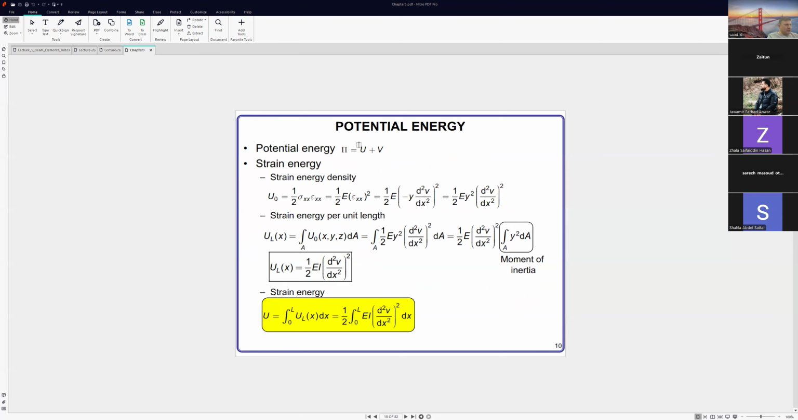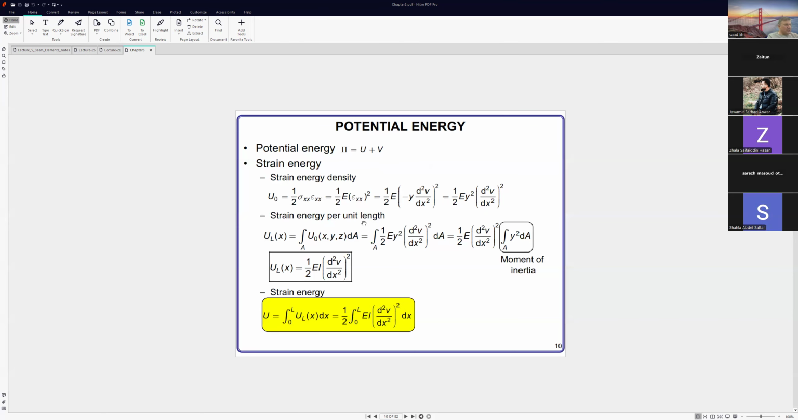So we have the strain energy density, U, equal to half sigma xx epsilon xx. Substituting sigma equal to E epsilon, it will be half E epsilon squared. What's the epsilon? It is minus y d squared V over dx squared, all squared. So this is equal to half E, after opening, y squared times d squared V over dx squared, all squared.